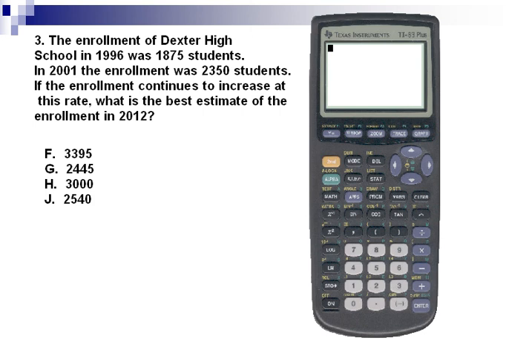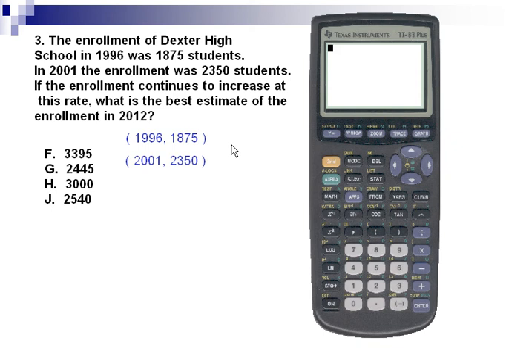To do this, we are again going to get a linear equation. So we need to get our points. Our points will come from the words in the problem. We are first told that in 1996 we have 1,875 students. So that gives us our first point. Next we are told that in 2001 we have 2,350 students. That gives us our second point.